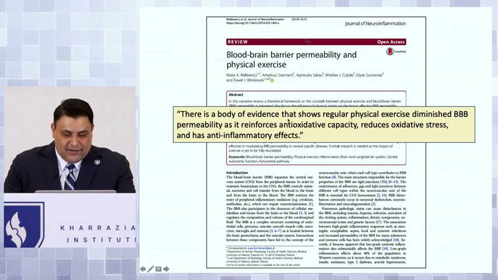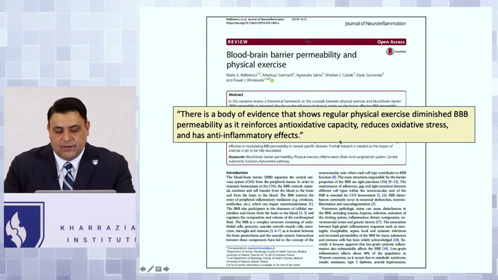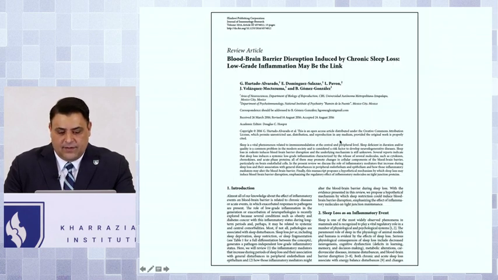So there's a body of evidence that shows regular physical exercise diminishes blood-brain barrier permeability, reinforces antioxidant capacity, and reduces oxidative stress. So movement and exercise seem to help the blood-brain barrier heal, because as you exercise, you increase blood flow and you increase your antioxidant reserves. Those things help to be supportive of the blood-brain barrier.